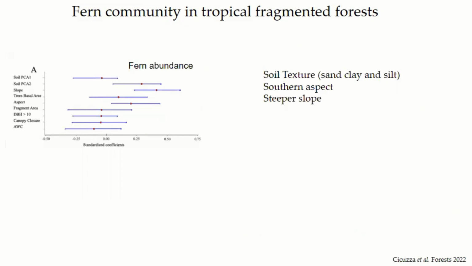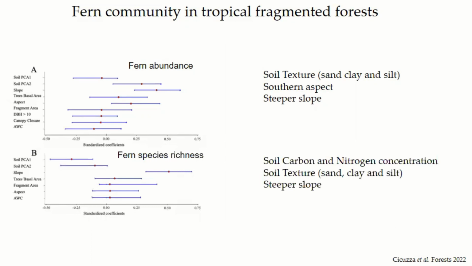Considering the fern abundance, basically the cover index, what explains the abundance is soil properties, the aspect, and the steeper slope. Interestingly, the 20 most abundant species are often on the warmer side of a hill, which is a bit different from what we expect of ferns, to be in a wet and humid environment. For fern species richness, again, it is soil in its different aspects and the slope.